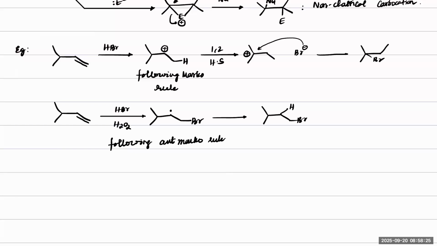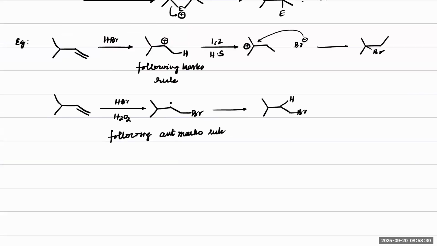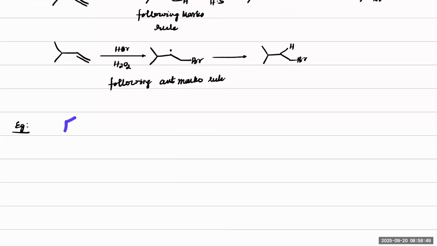This is the product you will get following anti-Markovnikov. Our anti-Markovnikov rule is only observed with HBr and H2O2. With others like HCl and H2O2, it has not been observed. The other example is hydration itself.